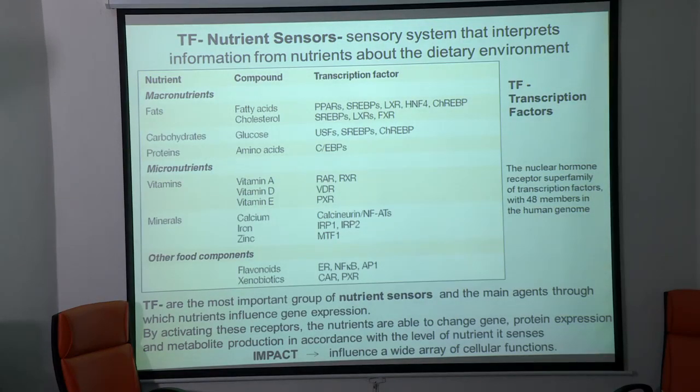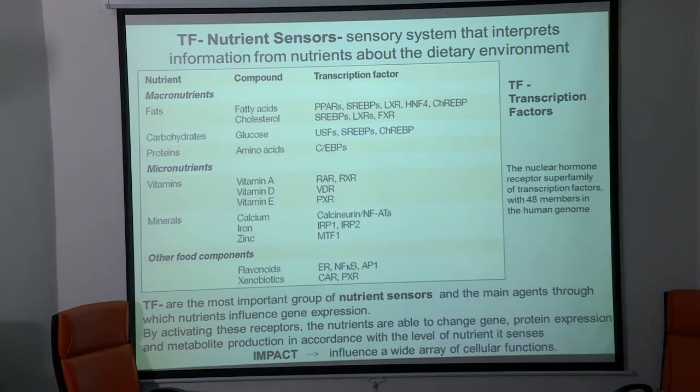And here, the transcriptional factors play a very important role because they act as nutrient sensors, the main agents through which the nutrients influence gene expression. We saw that when they entered, what was the fate of those nutrients? It can impact the gene expression through pathway A, pathway B, or pathway C. But what is the middle person which is going to take them to that gate where it will alter the gene expression? They are the transcriptional factors. They are the important group of nutrient sensors.